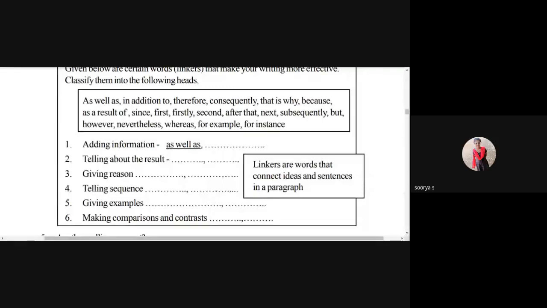In addition to. Yes, Surya, that is right. In addition to. So that is also a linker. Yes, Rishma, in addition to.